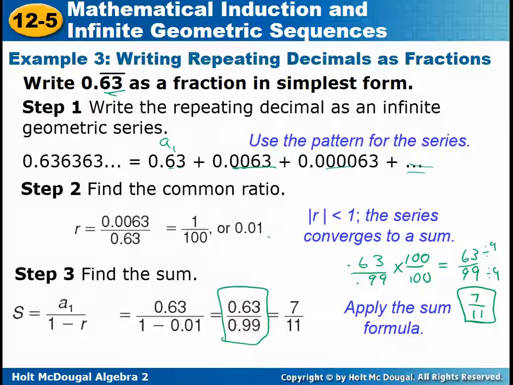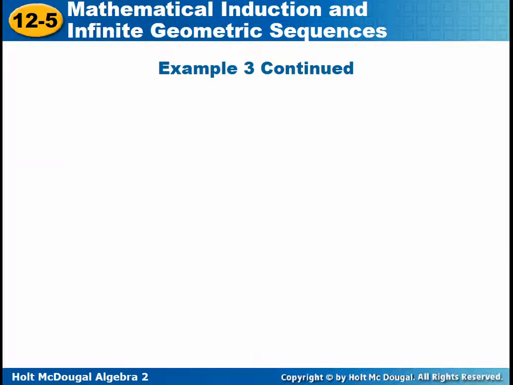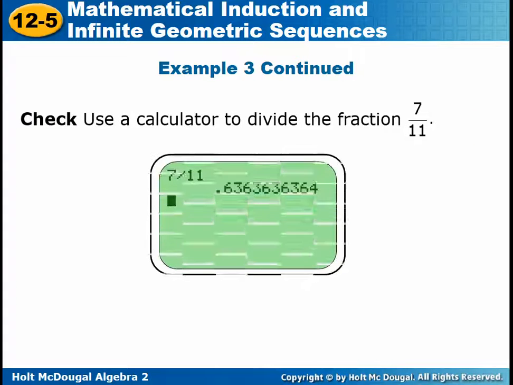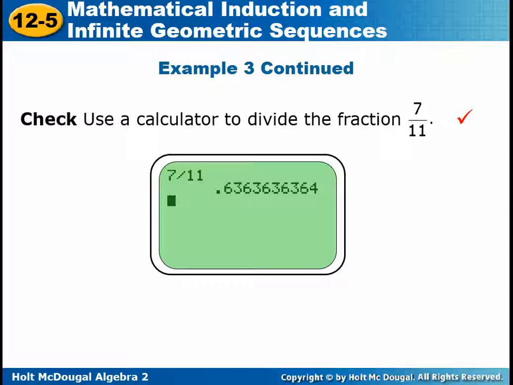And you can double check this by just using your calculator, taking 7 divided by 11 and making sure you get 0.63636363, which shows that you do. Now your calculator rounds at the end, so that doesn't mean that that's the same as 0.63 repeating. It's just how your calculator handles that.